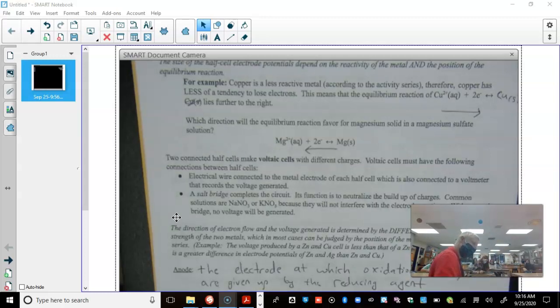Oh, and then here's the thing: the electrons flow from anode to cathode. You can think of it as fat cat. So flow from anode to cathode, which would be negative to positive.